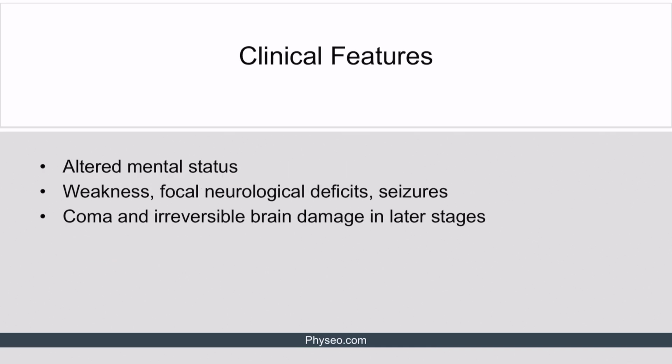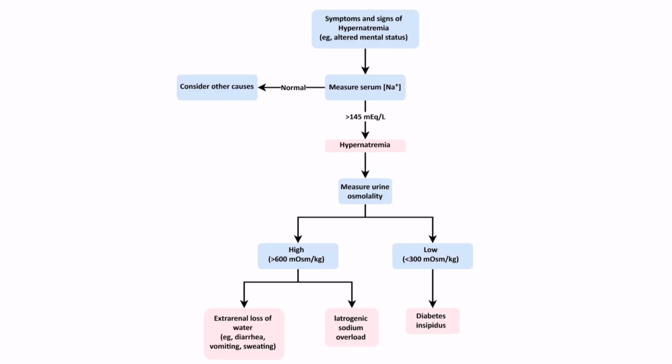Clinical features of hypernatremia are mostly nonspecific. Patients may present with altered mental status, weakness, focal neurologic deficits, and seizures. In later stages, coma and irreversible brain damage can occur. We'll use this algorithm to discuss the evaluation of hypernatremia.